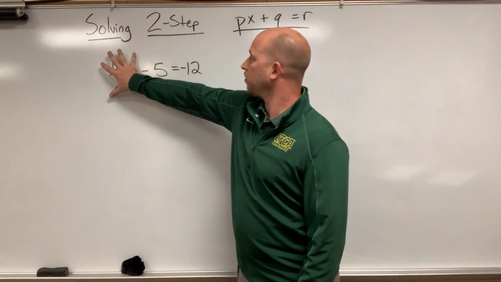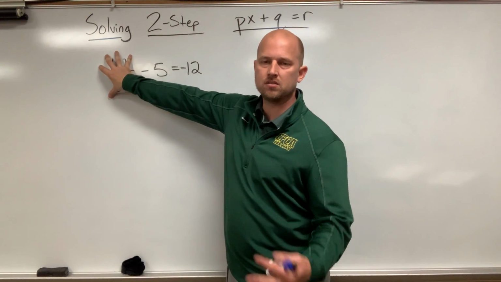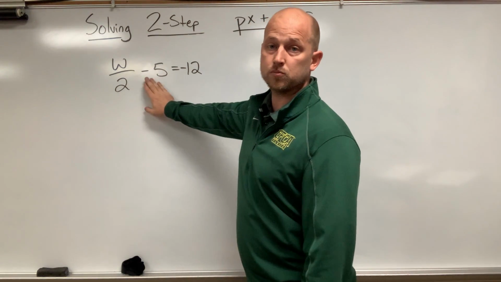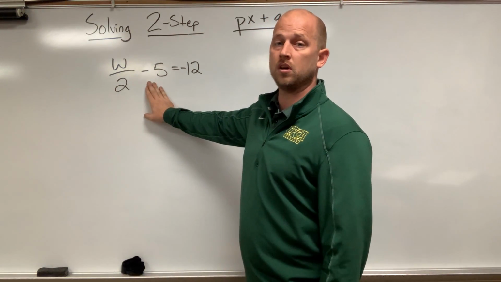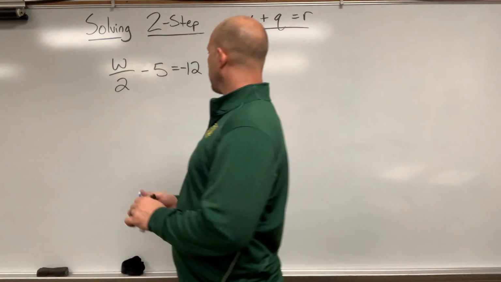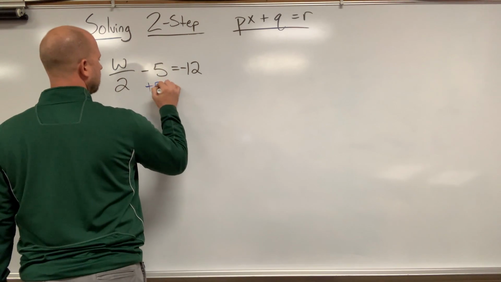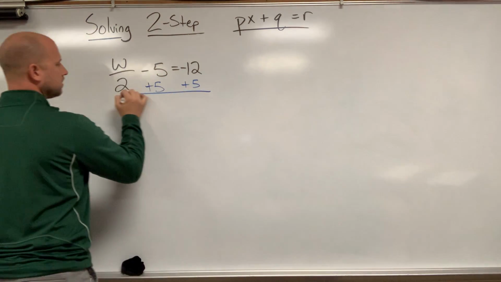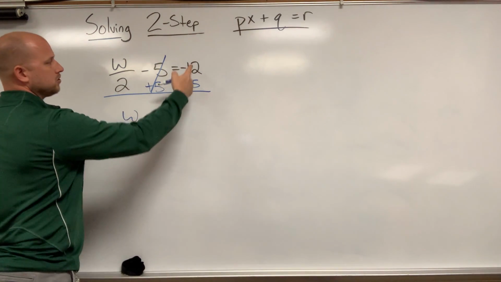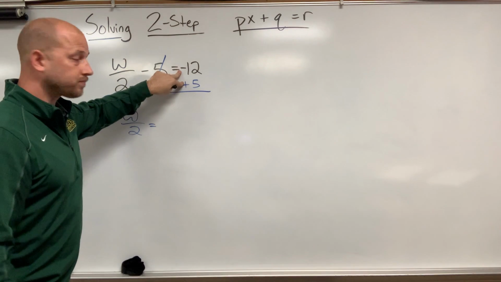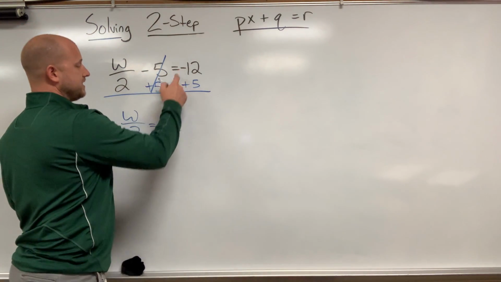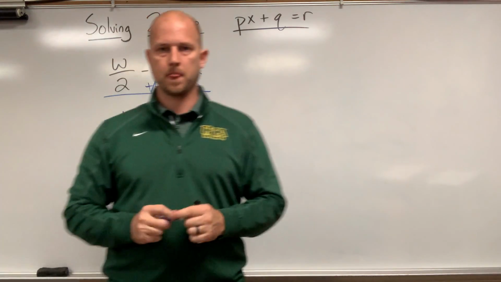So again, like I said before, division and multiplication, think of it as a stronger bond. You can't break that until you've taken care of all the addition and subtraction. So this must go first. So the opposite of subtracting 5 is going to be adding 5. Add 5 to both sides. Once you've done that, w divided by 2 equals, now we have different signs, subtract. That gives us a 7, and it's a negative 12, so it's a negative 7, okay?